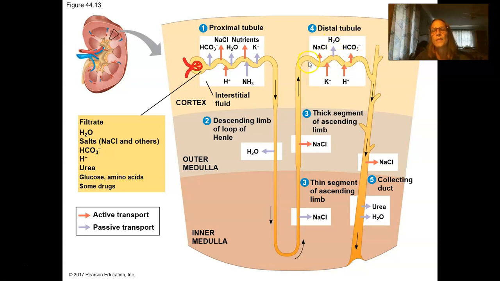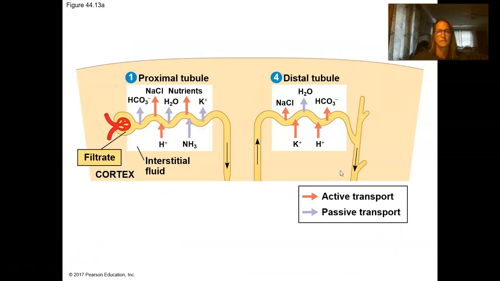And then what's going to happen is you're going to have a very concentrated urine that's going to be passed out of the nephron through the collecting duct. There's still going to be some reclaiming of salt and water as it passes through the collecting duct. So we're going to talk about these things a little bit more closely, although I've already mentioned this, but now we're going to talk about them from the perspective of the different areas of the kidney.